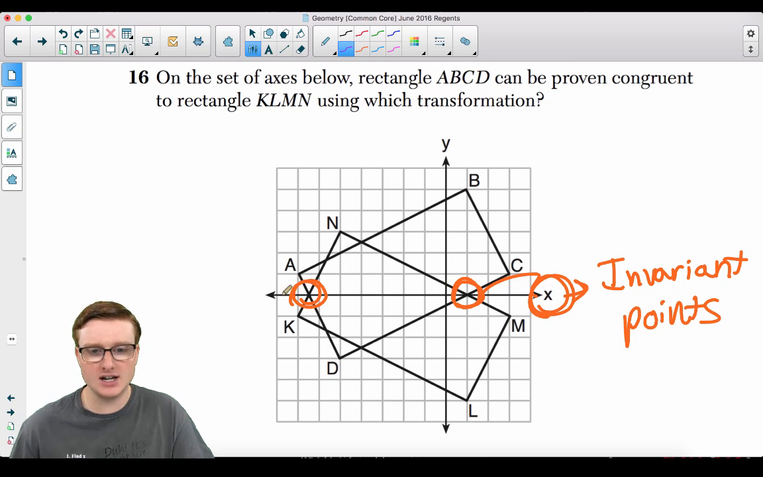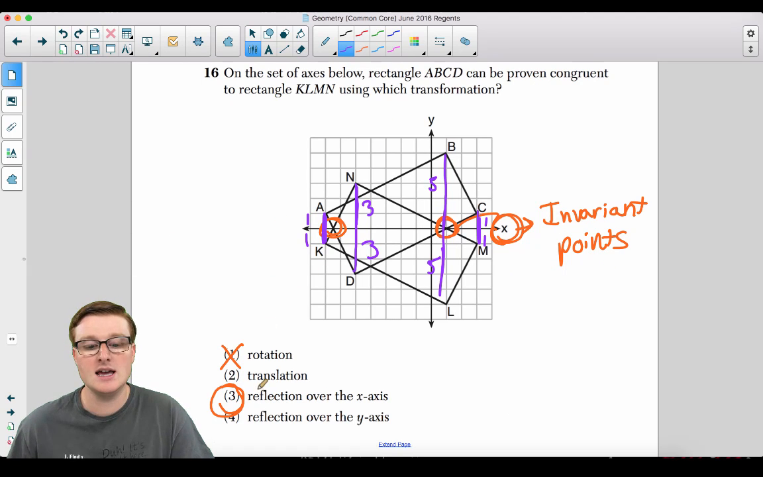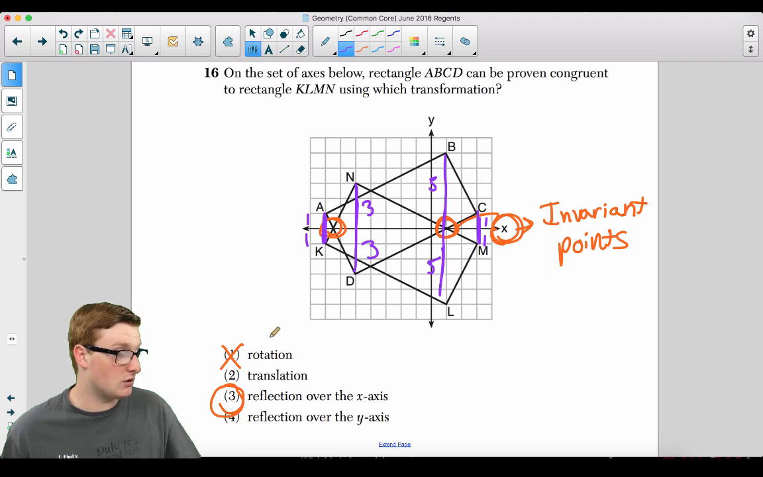Also, how you know that it's a reflection is that these points are equidistant from the x-axis. All of these points are equidistant from the x-axis. For example, the distance from the x-axis to point A is 1 unit. The distance from the x-axis to K is 1 unit. The distance from the x-axis to point N is 3 units, and so on and so forth. So this is 1, 2, 3. These are 5 units over here, and this is 1 unit again. So we know for sure, just based off this information, it is going to be a reflection over the x-axis. It is not a rotation.